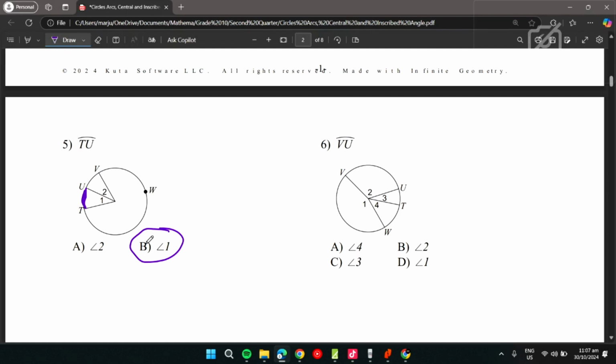What about number 6? VU. Where is our VU? Again, two letters. So, we are referring to this arc only. That is also B. Alright? Very good. B as well. Now, let's do number 7 and then 8.